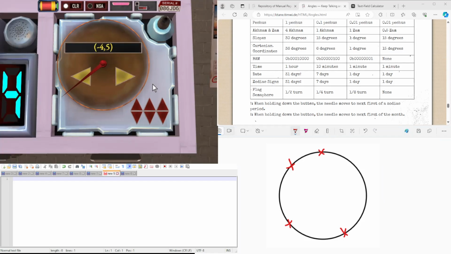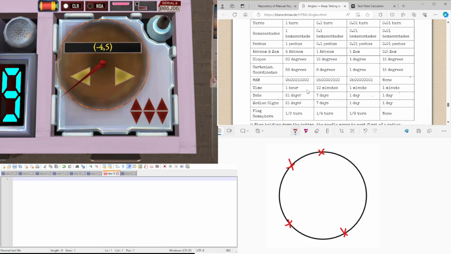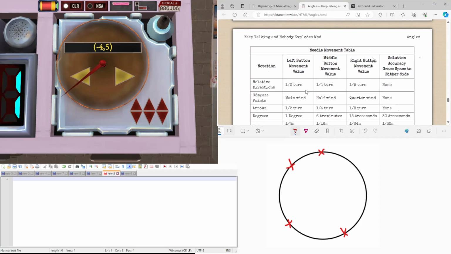Up next, we have Cartesian coordinate. This one is one of the harder ones to plot. You just have to sort of visualize it in your head. So sort of imagine the origin is here, and we're going to go. In this case, negative means we're going to go left by 4, and then 5 means we're going up by 5.